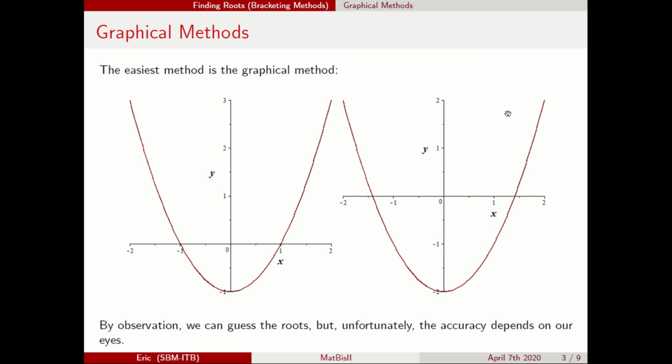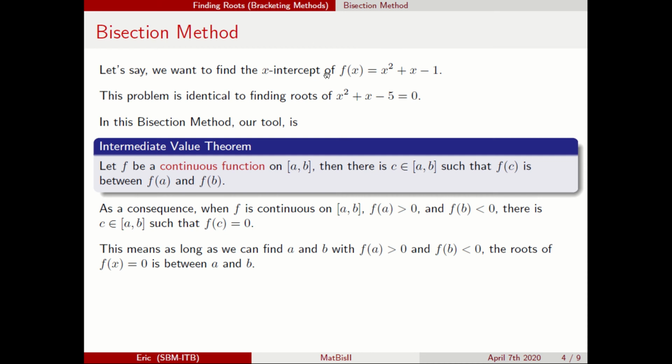But what if we can't draw the function? We have to use another bracketing method. That is what we usually call the bisection method. Let's say that we want to find the x-intercept of this. So we want to find x such that x squared plus x minus 1 equals 0. Sorry, this should be x squared plus x minus 1 equals 0.